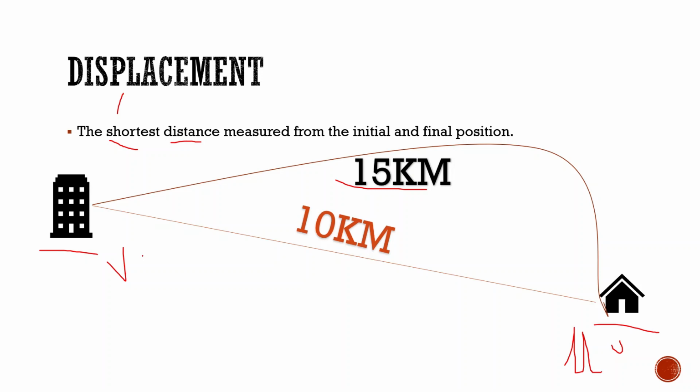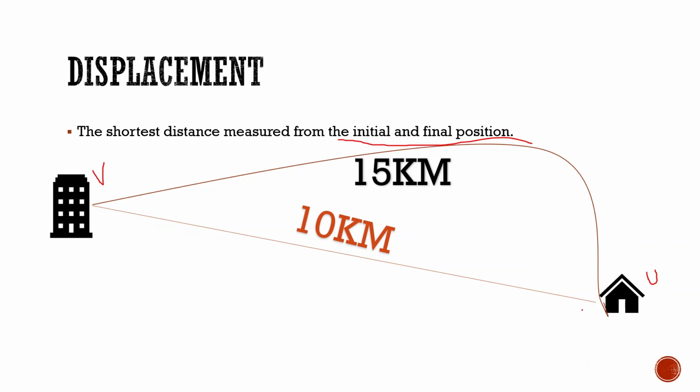In some cases, the displacement can be zero. Displacement can be zero. Let's see how. Now, make sure about the initial and final position. Same thing, your house is U and your school is V.